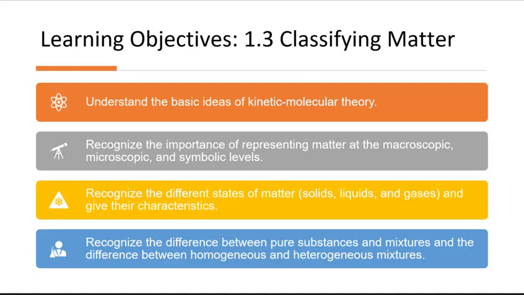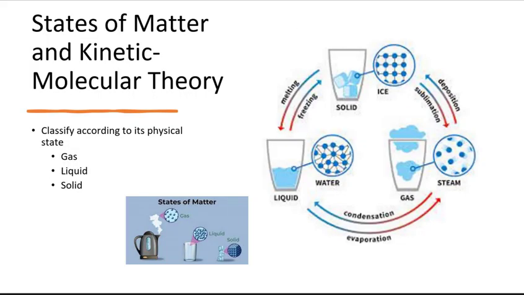Now we're going to get into the nitty-gritty of classifying matter. This chapter begins our discussion of how chemists think about science in general and about matter in particular. After looking at a way to classify matter, we will turn to some basic ideas about elements, atoms, compounds, and molecules and describe how chemists characterize these building blocks of matter. First, we're going to look at the states of matter and the kinetic-molecular theory.